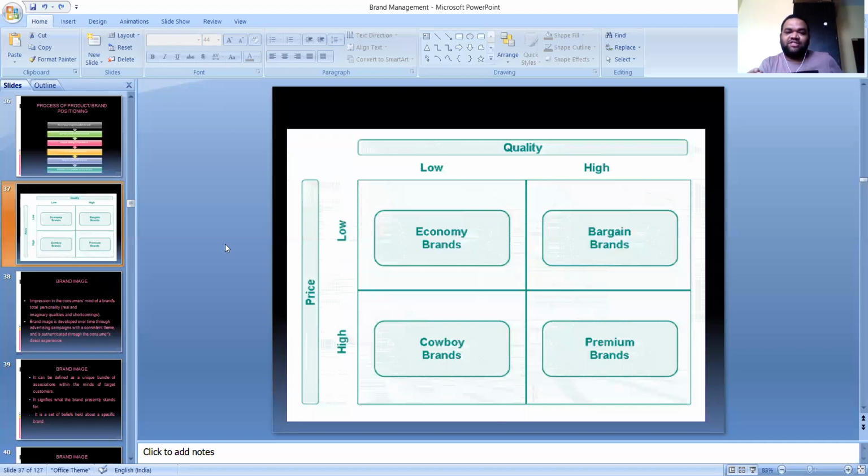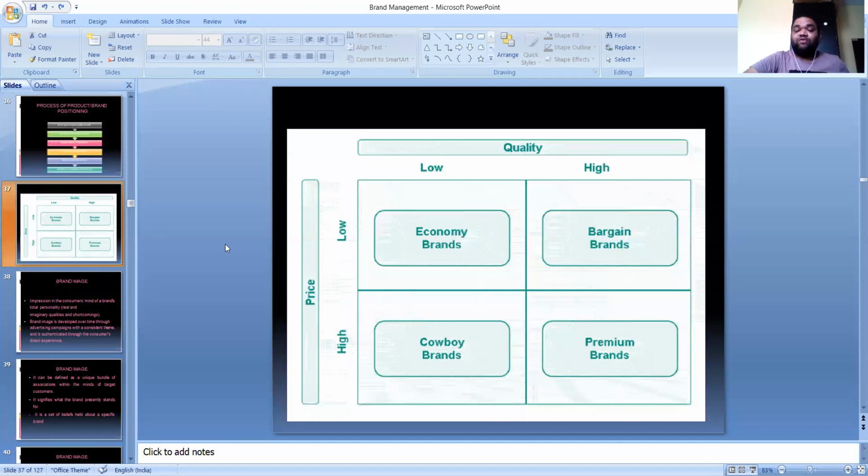Coming to the next one, cowboy brands. What do cowboy brands mean? The price will be high, but the quality will be low. Maximum people will not buy these. Yes, if necessary they buy.